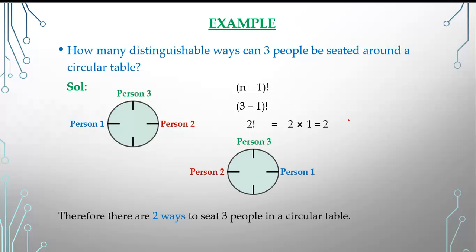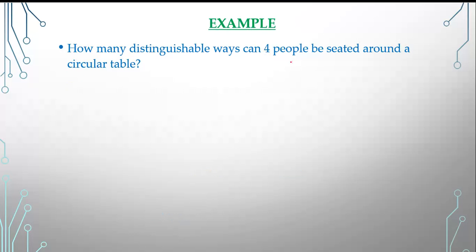Clear? Suppose we have to seat four people at a circular table, what will we have to do? For 4 people, it means (4 minus 1) factorial ways, that is 3 factorial, and 3 factorial is 3 multiplied by 2 multiplied by 1, that is 6. So the total is 6 ways that 4 people can sit around the circular table. How can we see this?